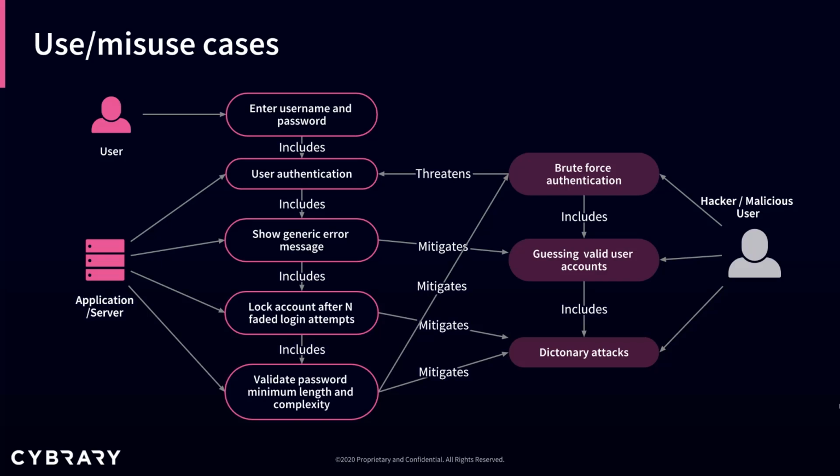So how do we mitigate against these threats? One way we do this is to show a generic error message when the hacker gets the password wrong. We don't provide a specific error message about what was wrong in the failed attempt. Another thing we can do is lock an account after a certain number of failed attempts. That will prevent an automated program from being able to keep running and trying different combinations.